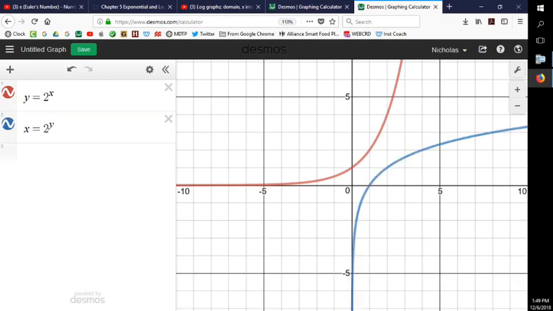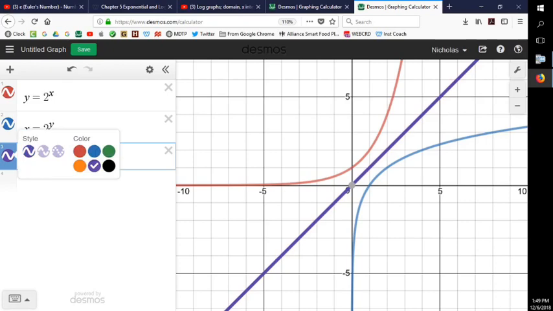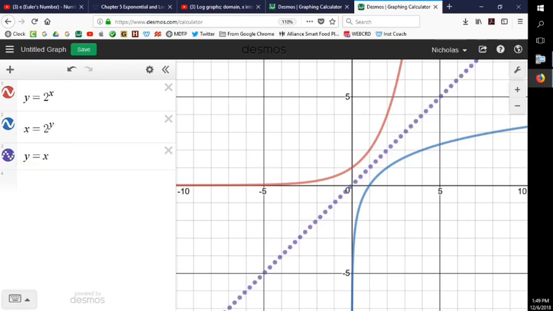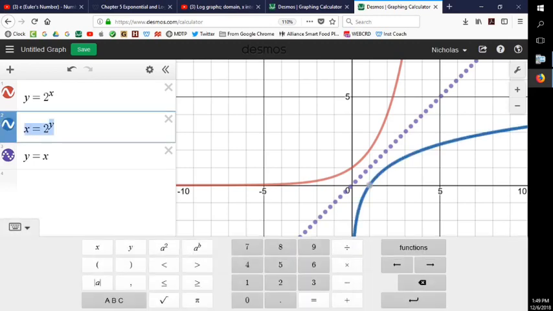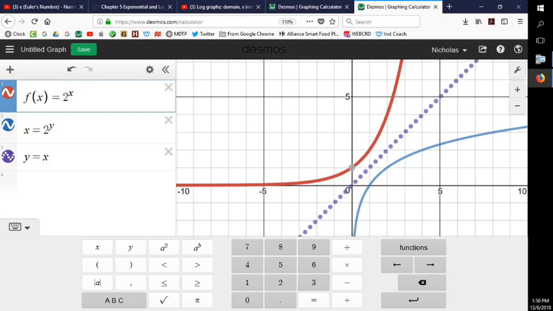You guys can see that there's a reflection right here. This curve right here copies the red curve. It actually reflects over a particular line known as y equals x. So any inverse function would reflect over that line. Now this is right now not written in function notation. If I were to write that in function notation, it would look something like f of x equals 2 to the x power.